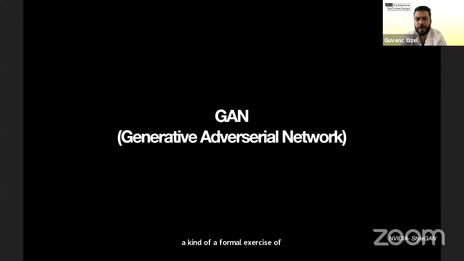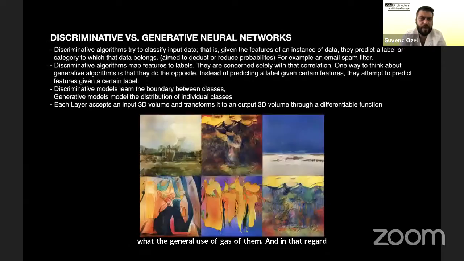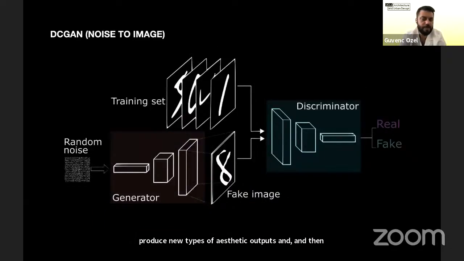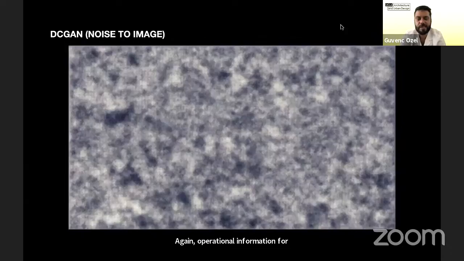And then we shifted our gears towards looking into GANs and what the general use of GANs has been. And in that regard, we wanted to also provide a little bit more scientific context about why they are the way they are and how designers are, in a way, misusing them in order to produce new types of aesthetic outputs. And then providing a little bit more operational information for the students and giving them examples of how they operated in some of our earlier work.